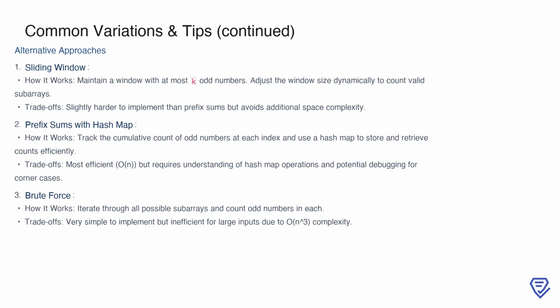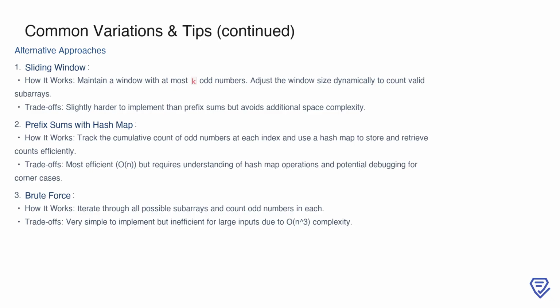There are a few alternative approaches to solving this problem, each with its own advantages and trade-offs. The sliding window method works by maintaining a window that contains at most k odd numbers. You dynamically adjust the window size as you iterate through the array, counting valid subarrays along the way. While this approach is efficient and avoids the additional space complexity of hash maps, it can be slightly harder to implement, as it requires carefully managing the window boundaries.